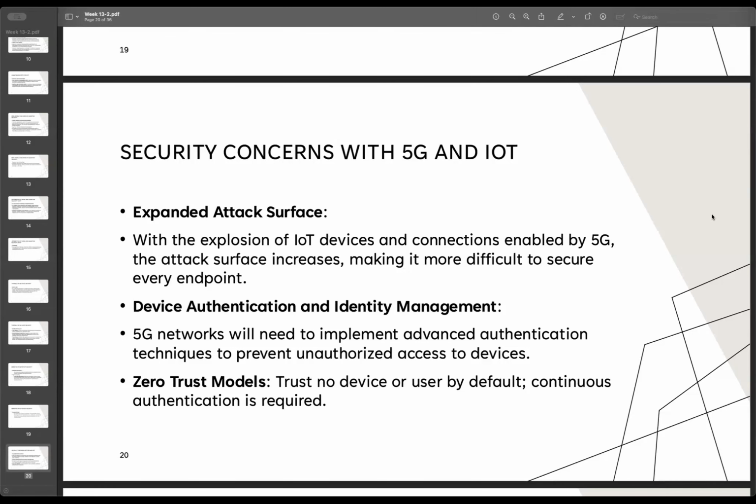Also, 5G will need to implement some advanced authentication techniques to prevent unauthorized access to devices, because just think of all the edge computing that connects to the IoT devices. When they connect to 5G, that means we can directly access them. So if we are able to scan those devices and connect to them, how can we make sure? Enhanced authentication techniques are more important.